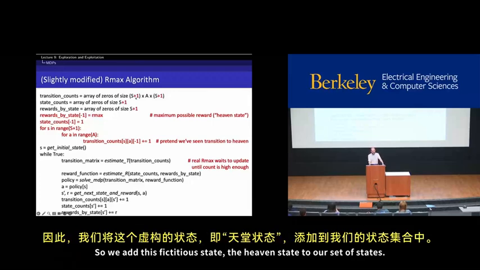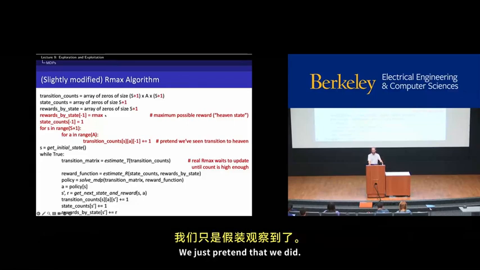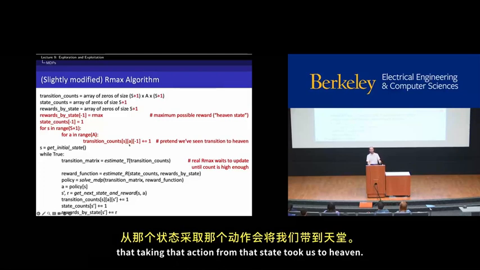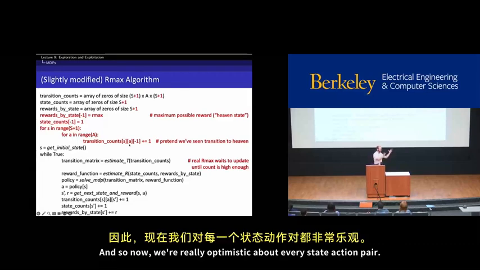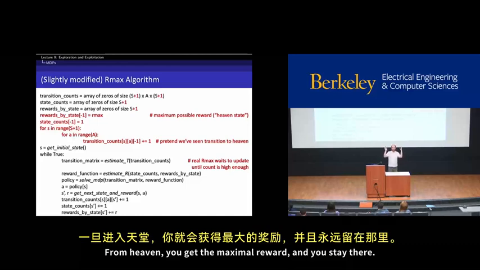So we add this fictitious state, the heaven state, to our set of states, and we say that we observed a maximal reward in that heaven state. We just pretend that we did. And then for every state, for every action, we pretend we've observed that taking that action from that state took us to heaven. And so now we're really optimistic about every state action pair. We're thinking, oh, the only time I've done this, it took me to heaven. From heaven, you get the maximal reward and you stay there.